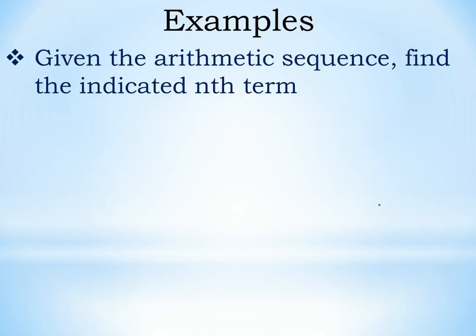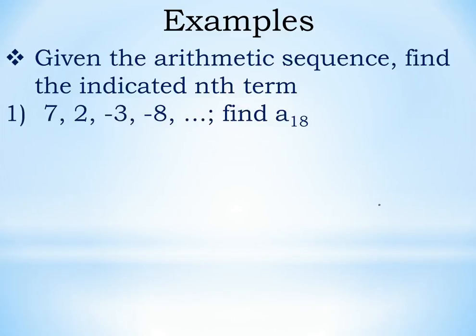Alright, now this one, we want to write our arithmetic sequence equation again, but now we need to use that to find our indicated nth term. So here's our sequence, 7, 2, negative 3, negative 8. We want to find the 18th term. So we need to first write our equation. So we need to identify a_1, which is 7, and our common difference. I have to subtract 5 to get each new term, so d is negative 5.